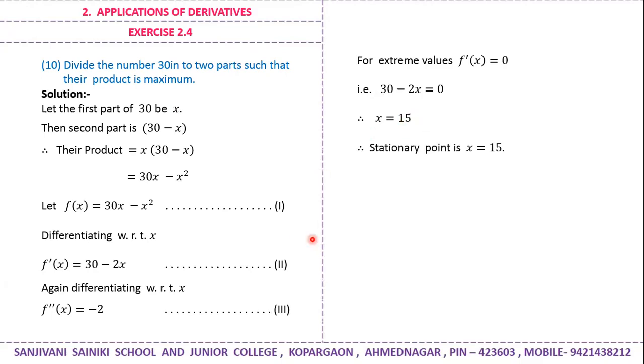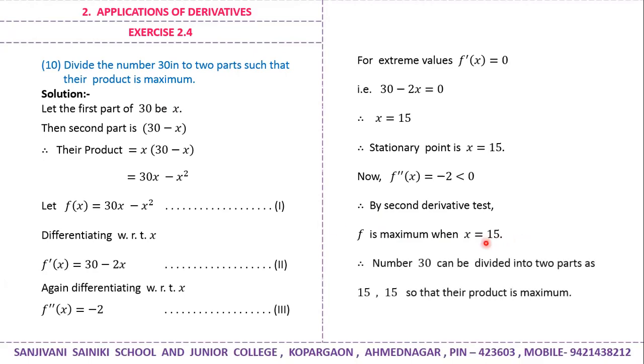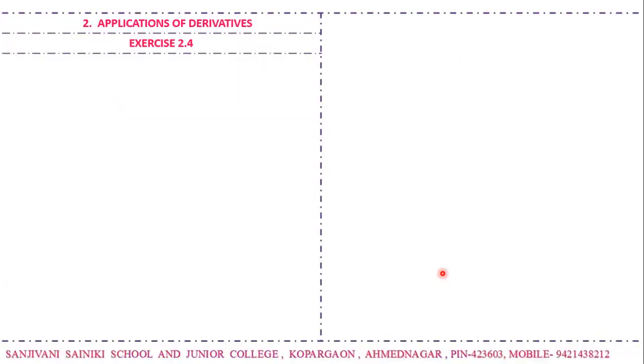Now we have already found the second order derivative here. So we will check the sign of the second order derivative at this point x is equal to 15. f double dash of x is already minus 2, so it is less than 0. So the function will have a maximum at x is equal to 15. So f has a maximum when x is equal to 15. So the number 30 can be divided into two parts as 15 and 15, so that their product is maximum.